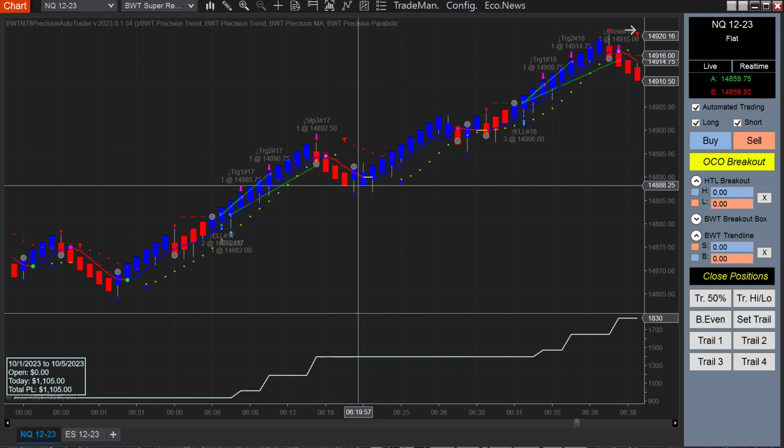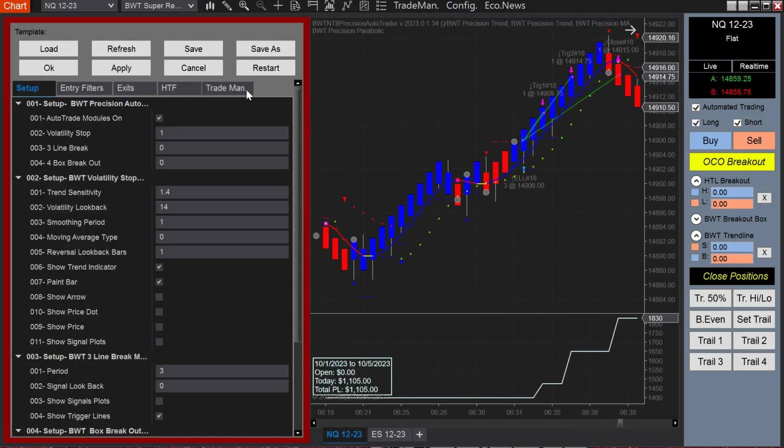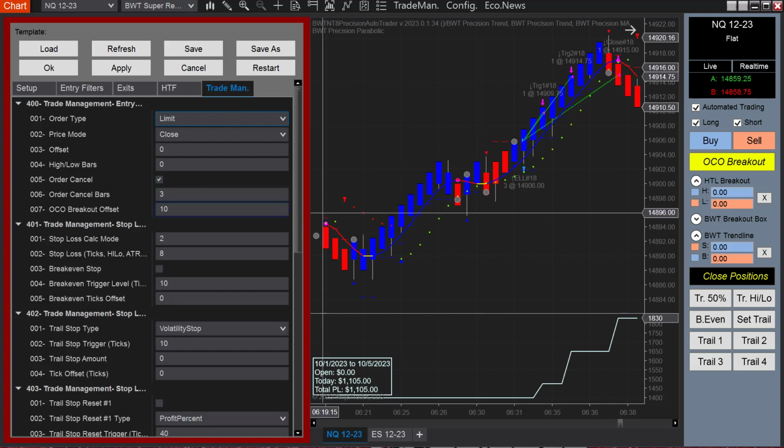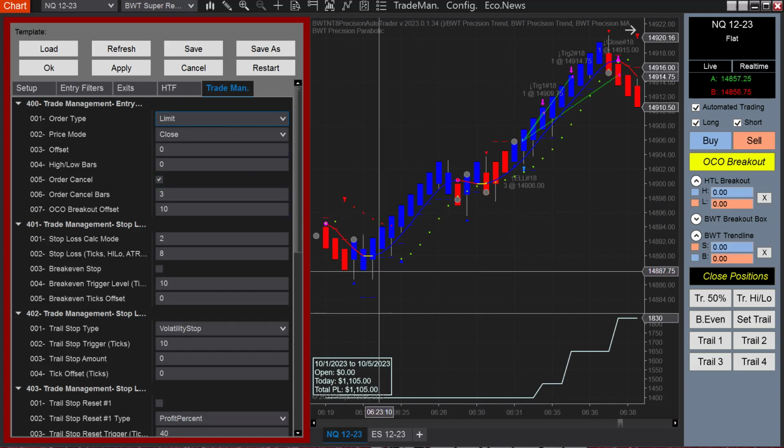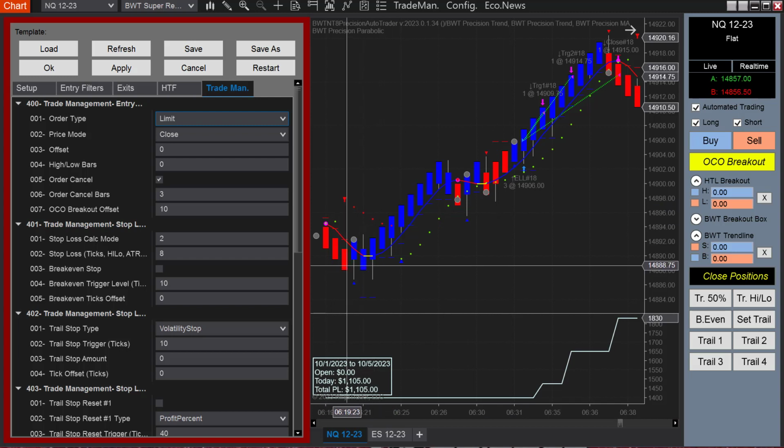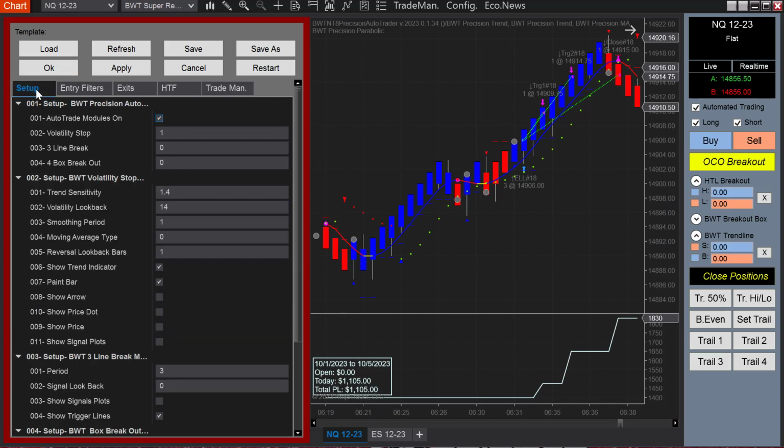Which brings me to another thing, reversal look-back bars and order cancel bars. On this, the order cancel bars is 3. And our reversal look-back is 1. That's not good. That's why some of these trades were missed. These should have been filled, and these would be winners, but this might have kept us from some other trades, so I have to look at it.